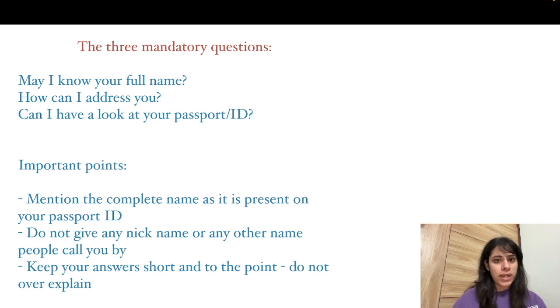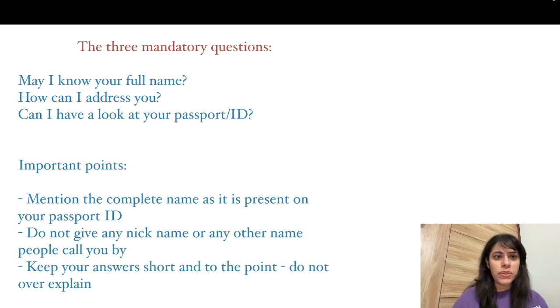Now, there are some points which you have to take care of while answering these three mandatory questions. The first point is that you should mention the complete name and the exact name which is present on your passport ID. Do not give any nickname or any other name which people call you by. Again, keep your answers short here. You don't have to over explain or over elaborate your answers. Keep them to the point.